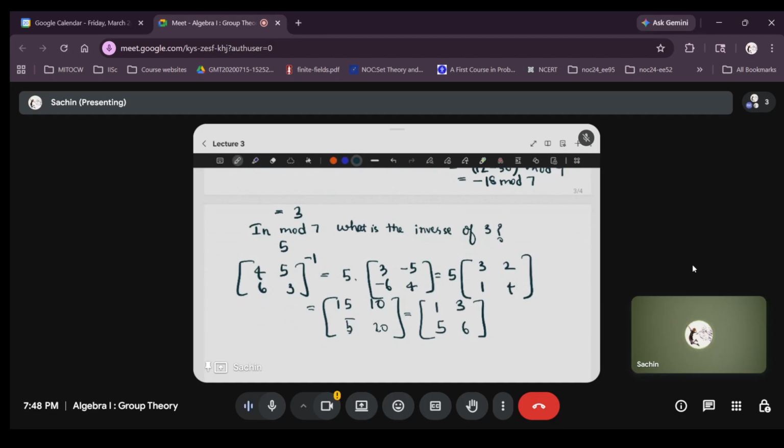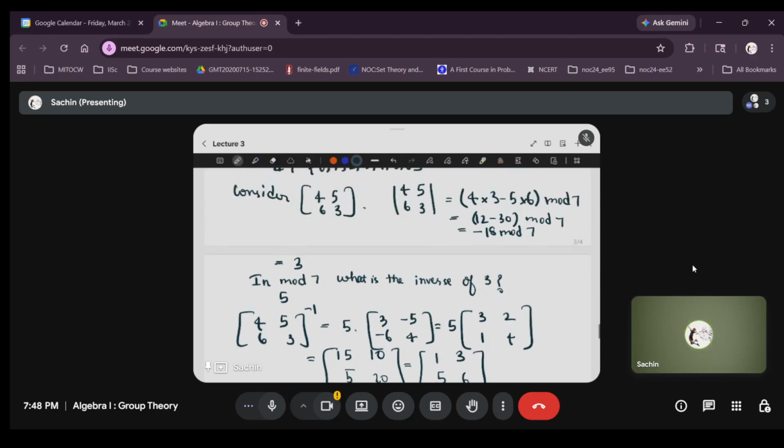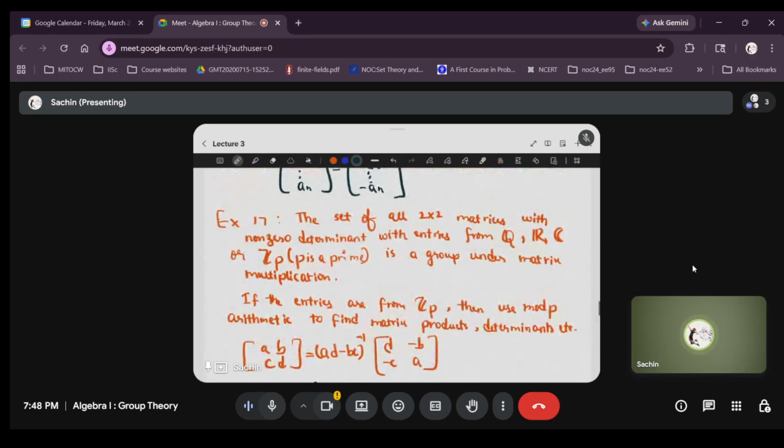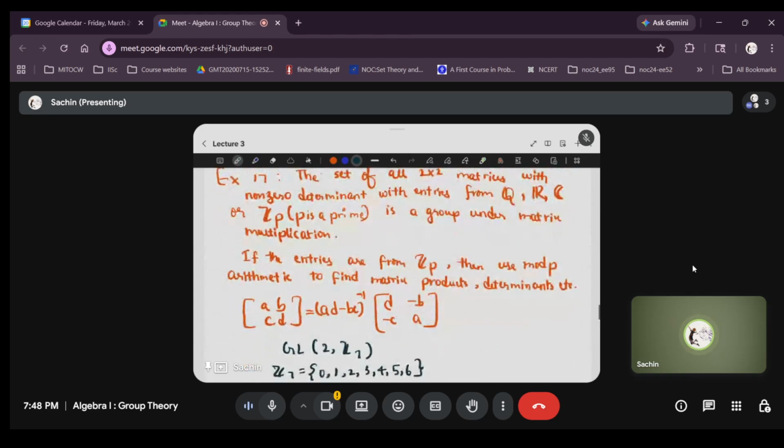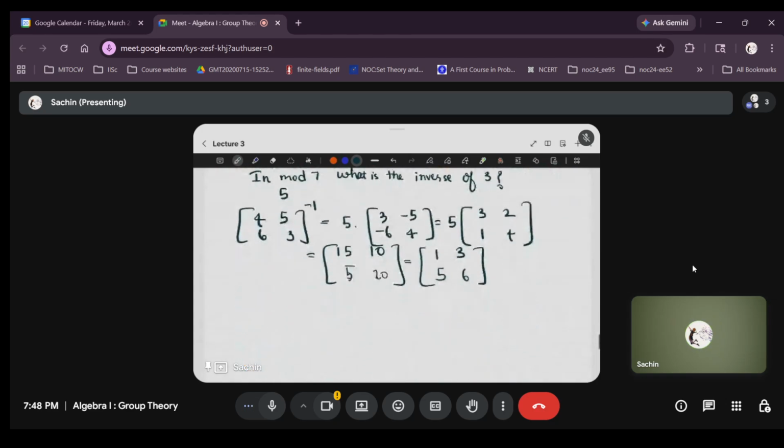So if you carry out the operations modulo 7 and also instead of dividing by the determinant, you multiply by the inverse of the determinant, then the set of 2 by 2 matrices with entries in Zp is also a group under matrix multiplication.